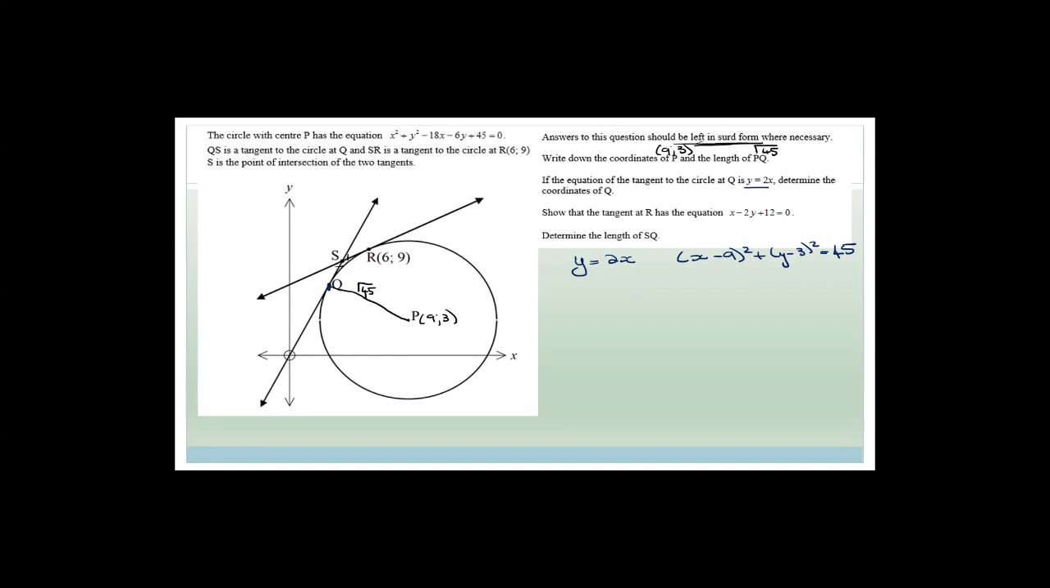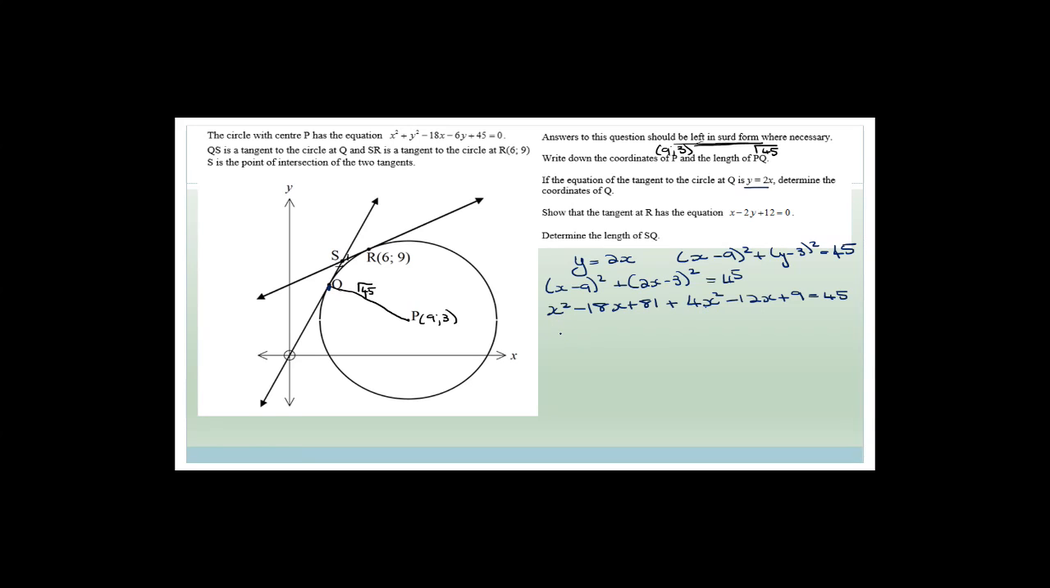So what must I do? I must obviously substitute the one in for the other. So wherever I see a y, I'm going to write 2x. So I'm going to go x minus 9 squared plus 2x minus 3 all squared is equal to 45. And I am now going to solve for this. So this becomes x squared, minus 9x, minus 9x is minus 18x, plus 81, plus, and then this becomes 2x times 2x is 4x squared, minus 6x, minus 6x is minus 12x, plus 9 is equal to 45.